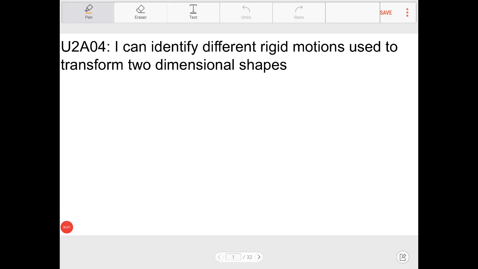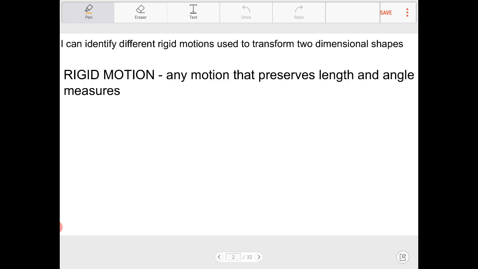Hello students, this is lesson U2A04. By the end of the lesson, you should be able to say, I can identify different rigid motions used to transform two-dimensional shapes. So quickly, let's recap what exactly a rigid motion was again.